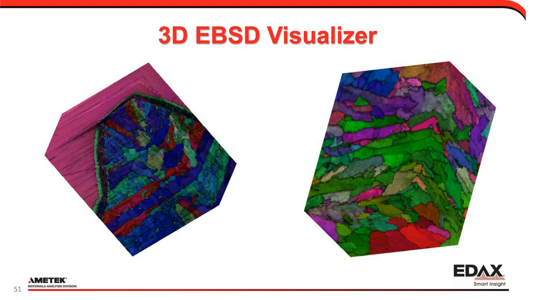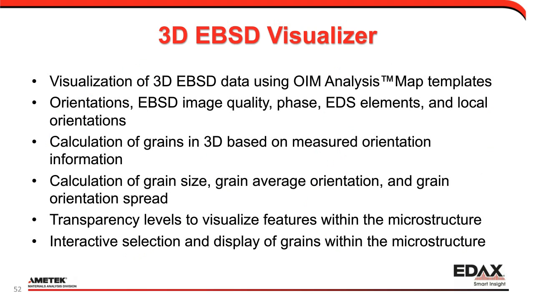And so this 3D visualization is also built in as functionality into OIM, where we can visualize the orientation, image quality, phase, EDS, and local orientation as 3D volumes. We can calculate the grains in 3 dimensions, grain size, grain average orientation, and grain orientation spread. You can show different levels of transparency to see things within this volume, and you can interact again and pick out specific grains for analysis with this 3D type of an approach.